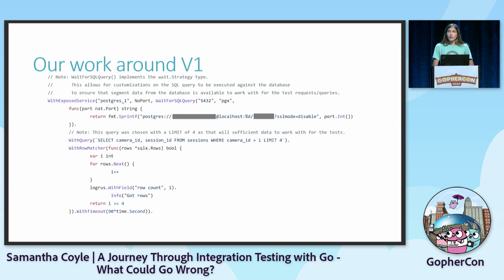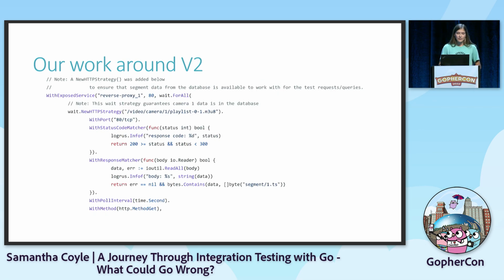So we looked at, well, there are a lot of other wait strategies. Y'all saw, there's so many. And so we looked at what are the other ones that we could maybe use here. And that brought us to a wait strategy for our reverse proxy, right? For Nginx, which is now an HTTP strategy. So we've shifted away and we're using a different wait strategy here. And you'll see the endpoint there is for video, camera, one playlist, right?